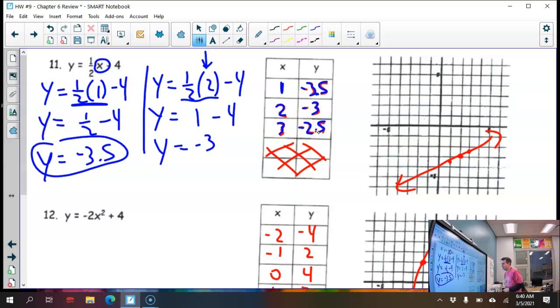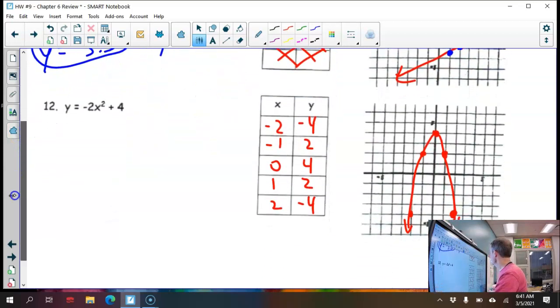So to graph the decimals, I have to estimate where 0.5 is. 0.5 is halfway down a block or up a block. So this first one, I'm going to go 1 to the right, and I'm going to go down 3.5 blocks. And that takes me to here. And then I'm going to go 2 to the right and go down 3 blocks. So that takes me to here. And then I'm going to go 3 to the right and go down 2.5 blocks, which takes me to here. And then I connected them with the red line.